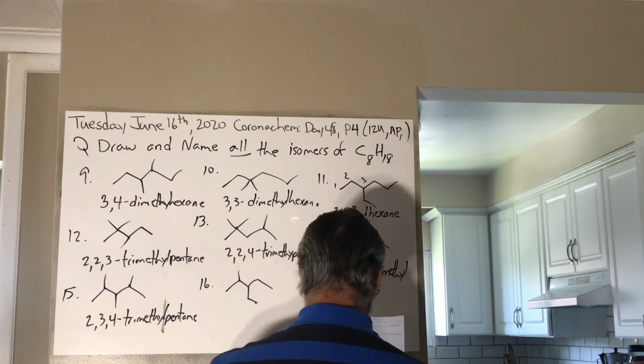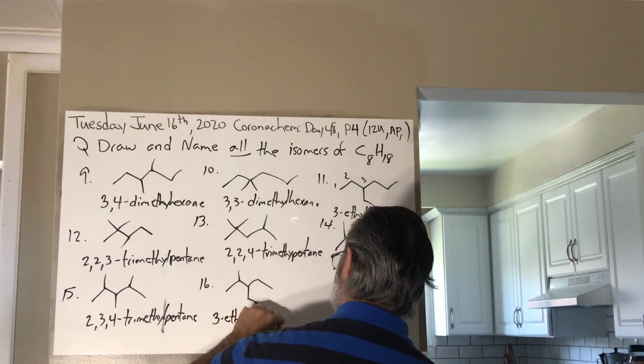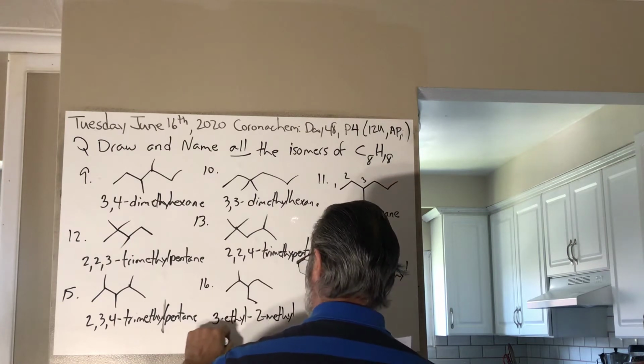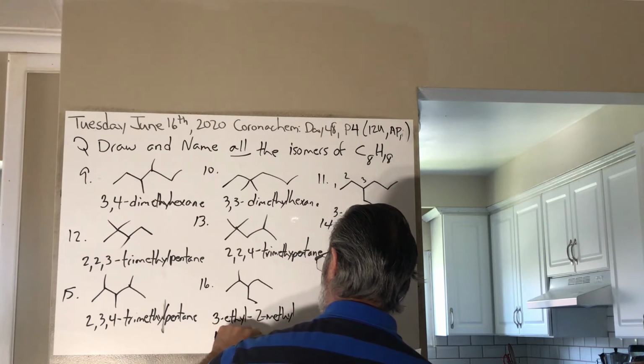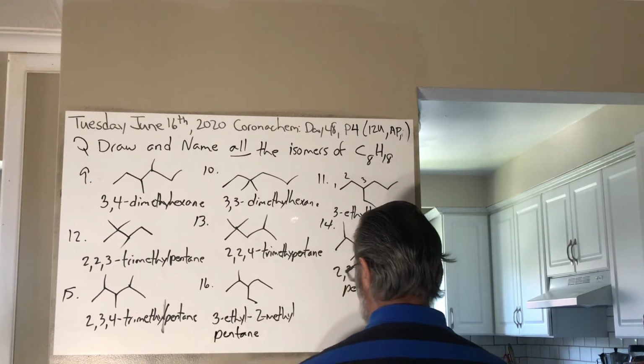I forgot to alphabetize in my answer. So it's 3-ethyl, 2-methyl, because E comes before M. Pentane. Put dashes after the numbers leading to the word.